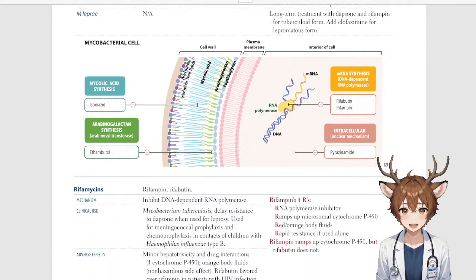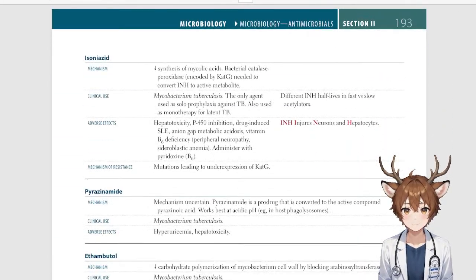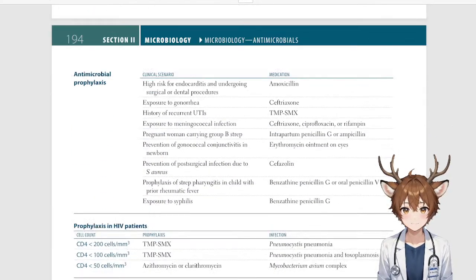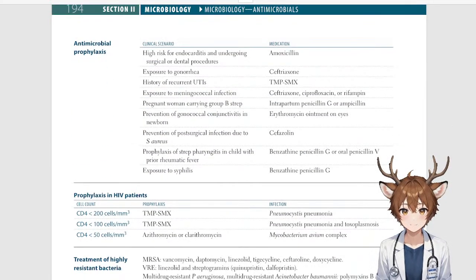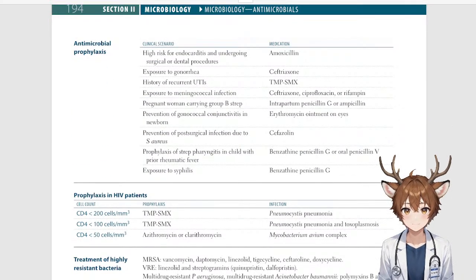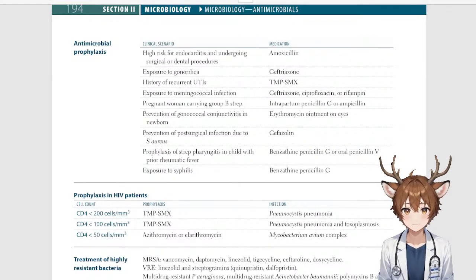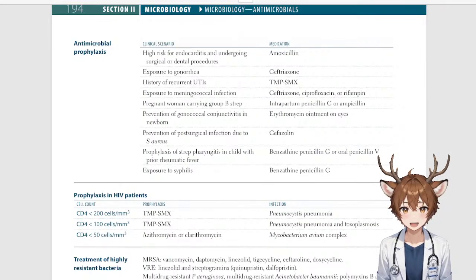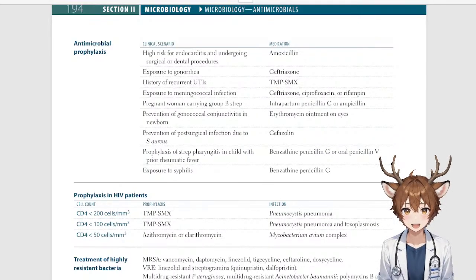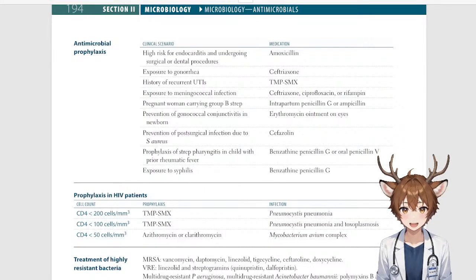What about antimicrobial prophylaxis? It's a clinical scenario and then a medication. So I'm going to play a little bit of a guessing game again. Exposure to clinical scenario, medication. Exposure to meningococcal infection. What do you do? Ceftriaxone, ciprofloxacin, or rifampin.